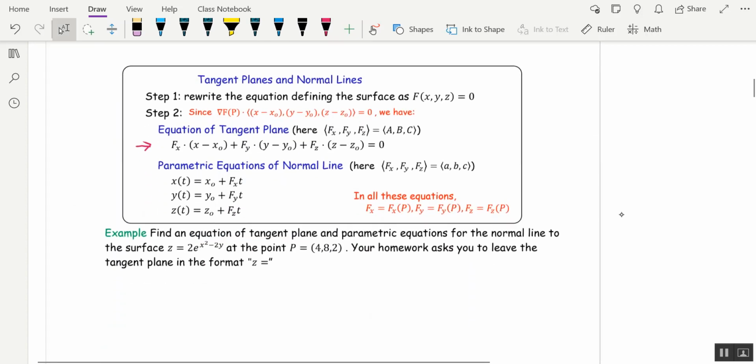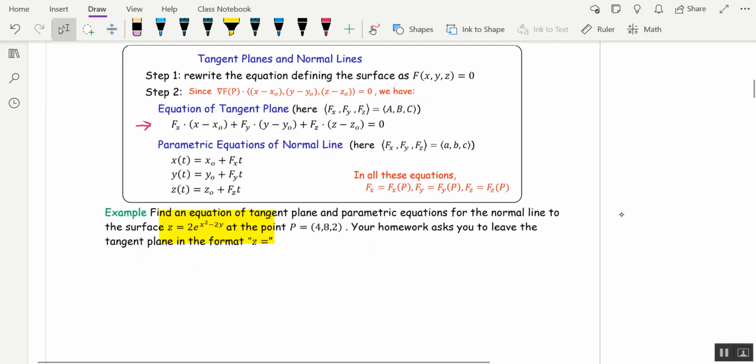All right, so let's do an example where we do both. We're going to find the tangent plane and parametric equations for the normal line, and here's our surface. So step 1, we need a big F. So big F, I move all the terms to one side. Typically I'll move the z over, but you could move it the other way. 2e to the x squared minus 2y minus z.